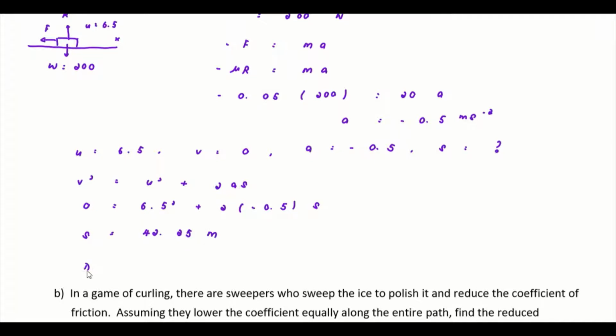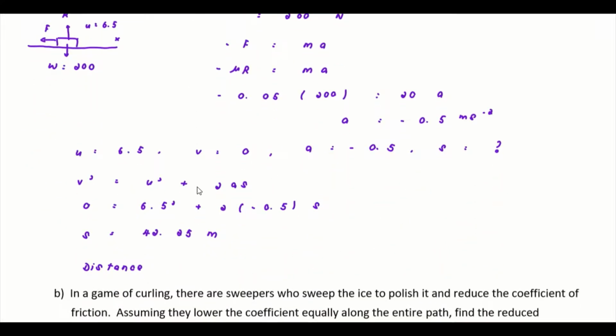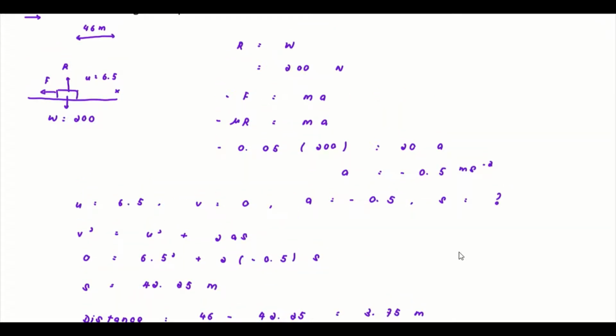So we want to get the distance, right? We know that the distance from where the stone is released to the target is given as 46 meter. So we are just going to use 46 minus 42.25 and that gives us an answer of 3.75 meter. Okay, just like that. Which means the total displacement for the movement from the release of the stone is 42.25, so it's still at a distance of 3.75 from the target.